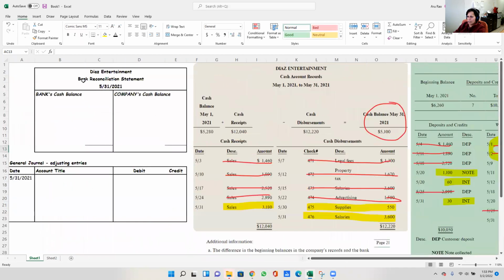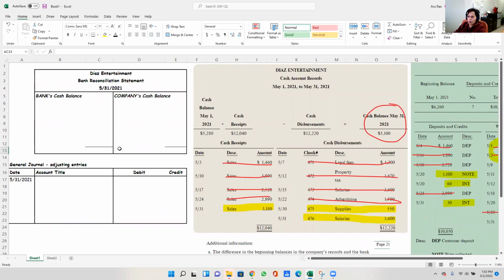A bank reconciliation statement is a formal accounting document that is created by a company. This is done on a monthly basis. At the end of every month, a company will do bank reconciliation because I want to prepare my financials at the end of every month and I need to make sure I have the correct amount. So here's how I would do this.